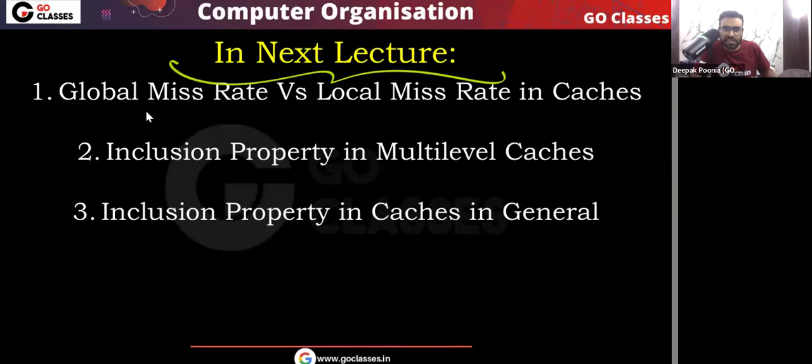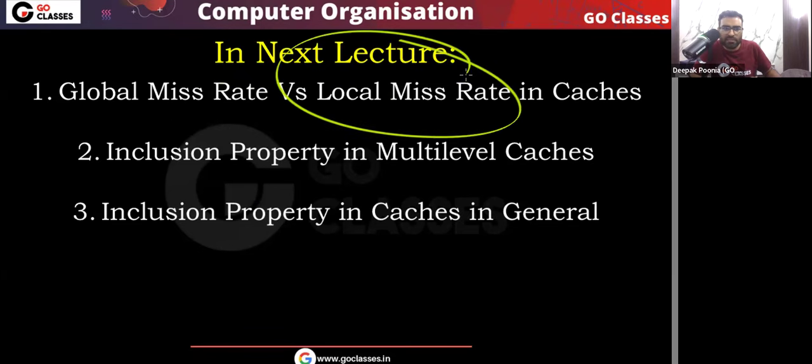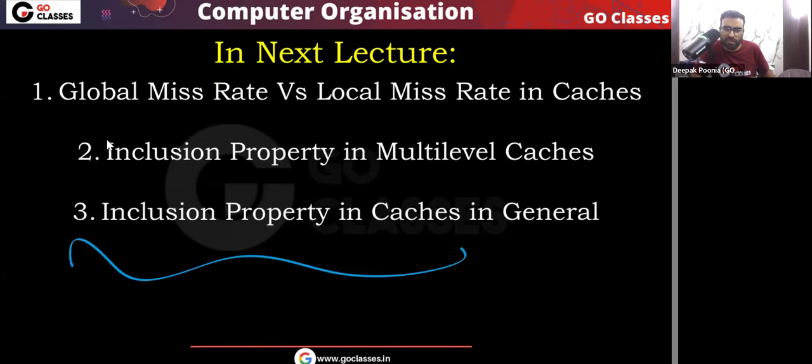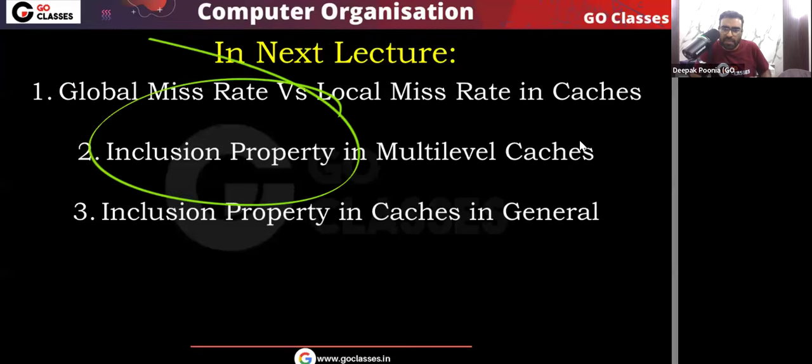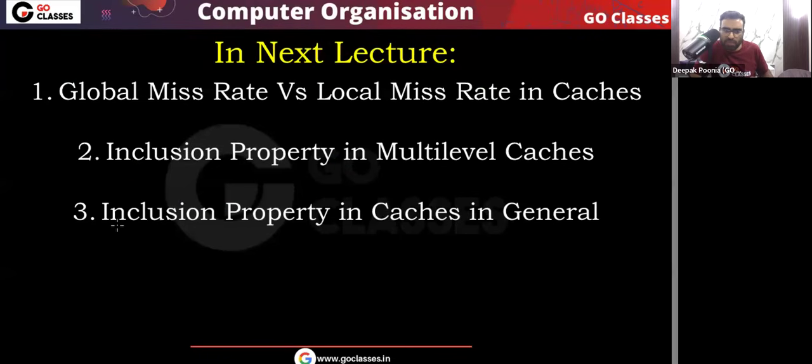In the next lecture, we will study global miss rate and local miss rate when we have multi-level caches. I told you that when we have multi-level caches, there are two types of miss rate: global miss rate and local miss rate. Also, we will study the inclusion property in multi-level caches, and also in caches in general. So, these concepts we will study in the next lecture. Okay. Thank you, everyone.